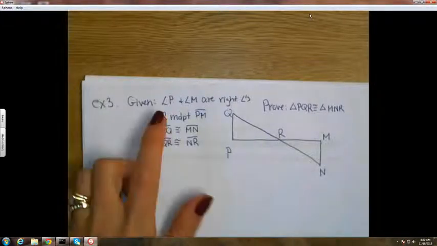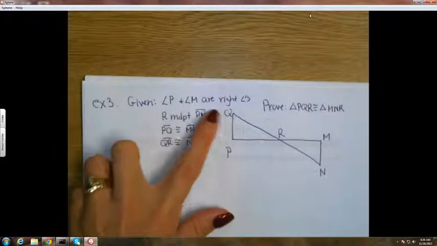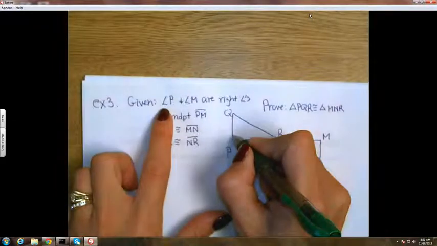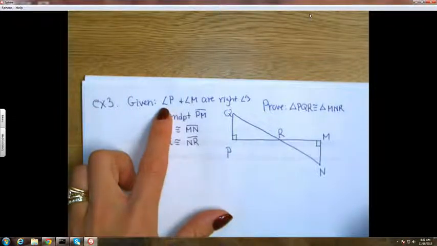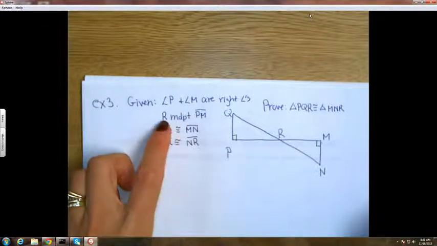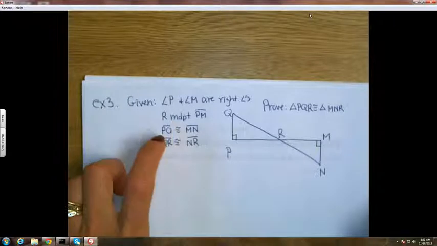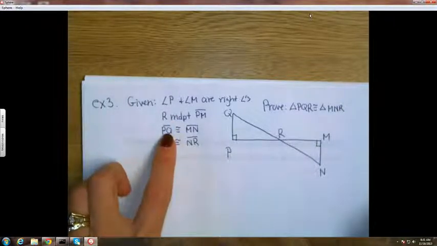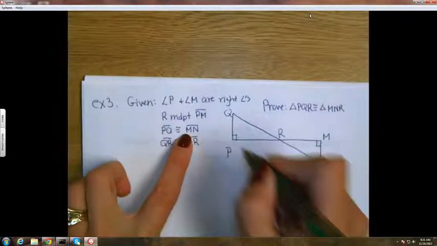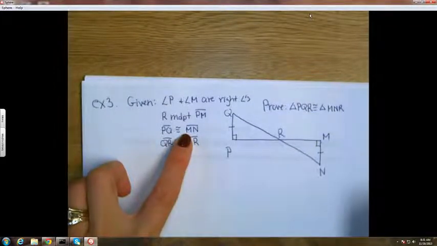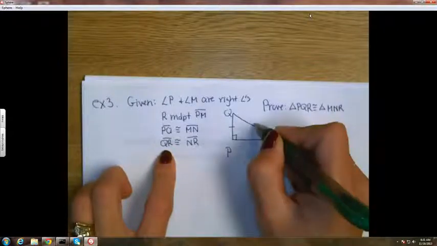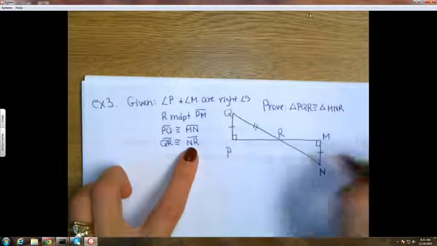So marking. P and M are right angles, so mark that in with the little box. We have a marking for right angles. A midpoint, we'll come back to that. PQ is congruent to MN. And QR is congruent to NR.